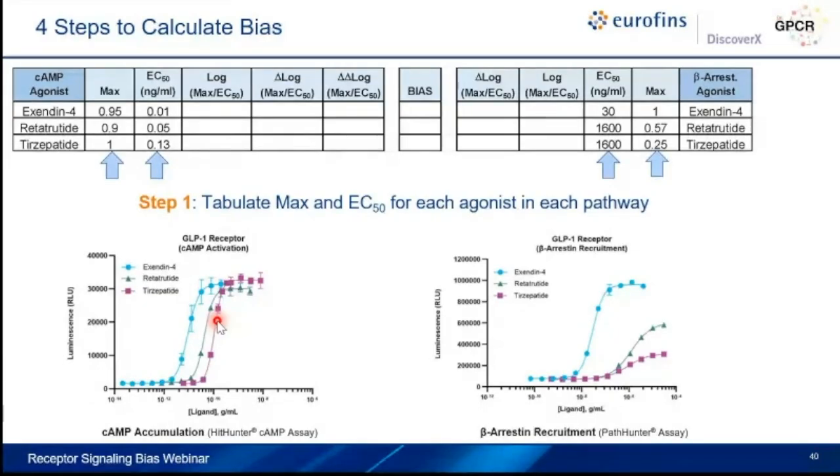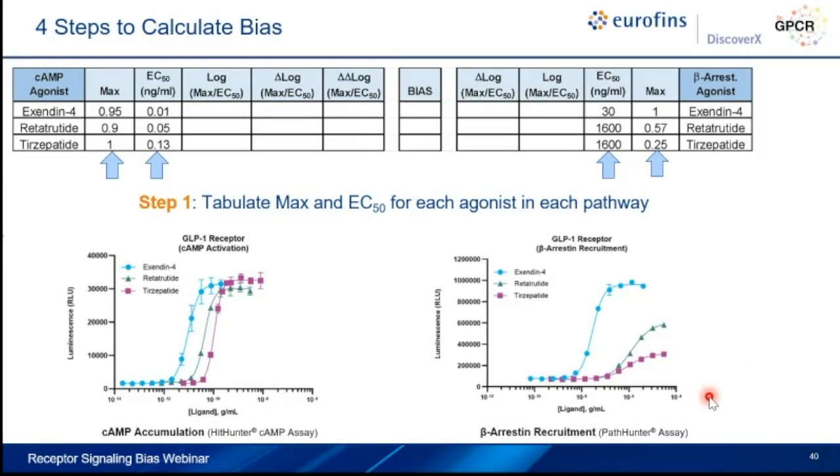So let's go through an example. Very, very simple. There are 4 ways to work out bias. Number 1, of course, you need a curve for each agonist. And you must have curves, otherwise you can't do it. You will see reports of compounds that are perfectly biased. That is, they make responses in one system and no response in this one. Well, you're probably right, it is biased, but you can't quantify it. You must have a curve for each.